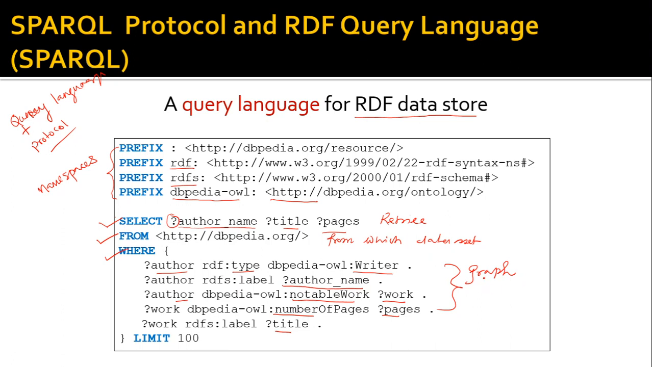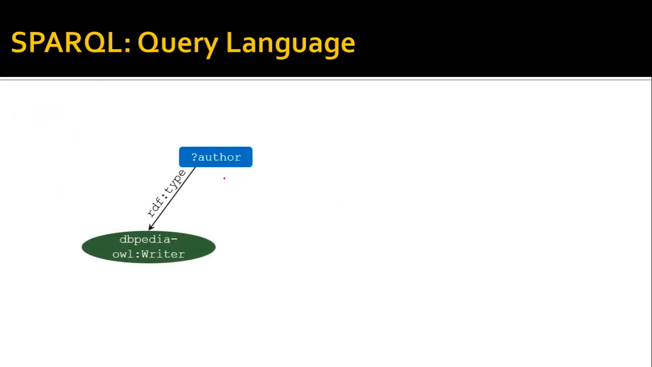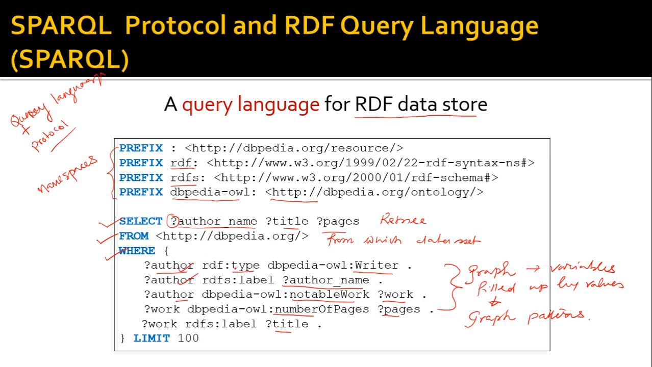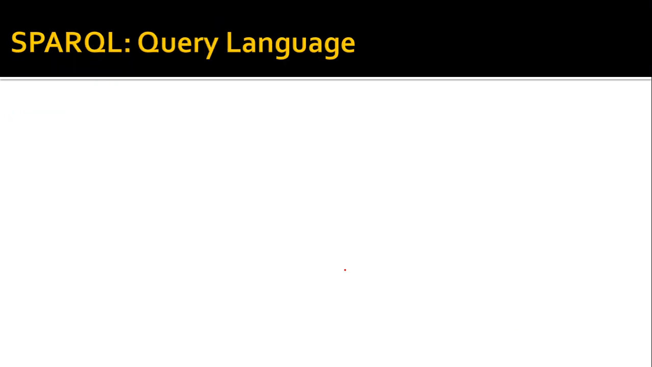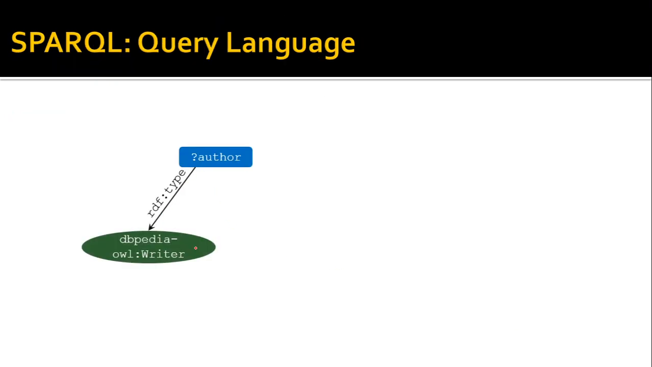and this graph will have nodes which might have variables like this, and these variables can be filled up by values, right? So that's why these are called templates or graph patterns, right? So let us try to visualize what we are trying to say in this graph pattern. In the first statement you have said author is of RDF type DBpedia owl writer. So you are saying author RDF type DBpedia owl writer.